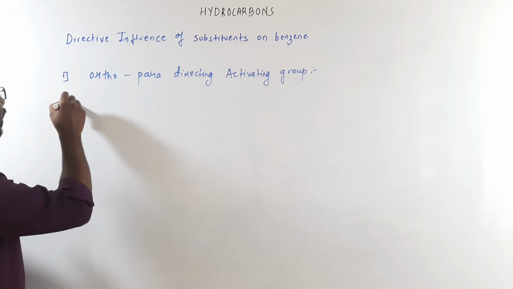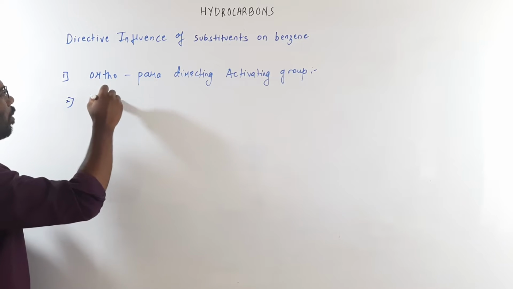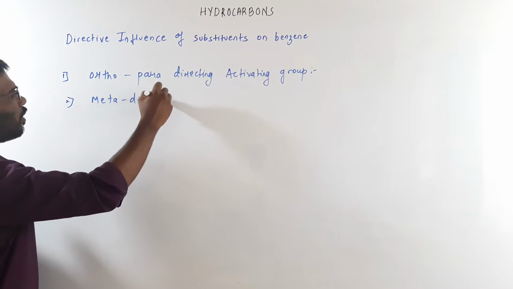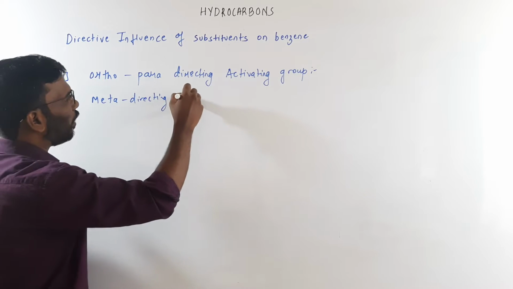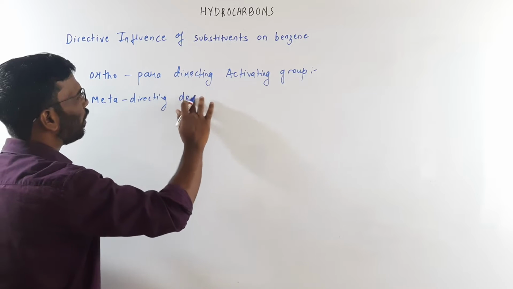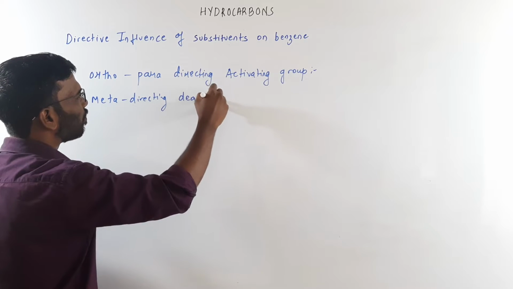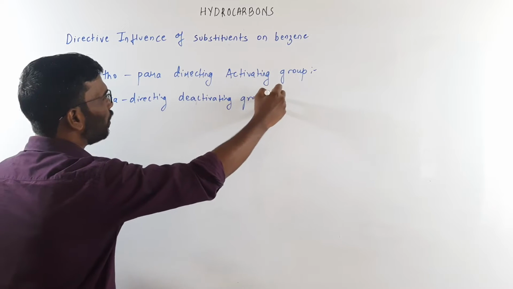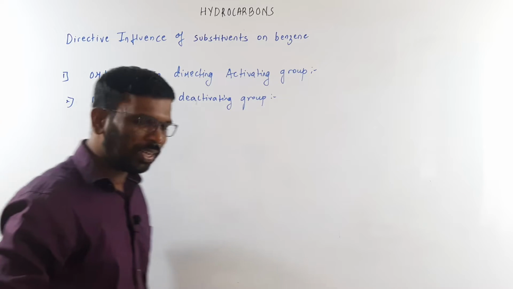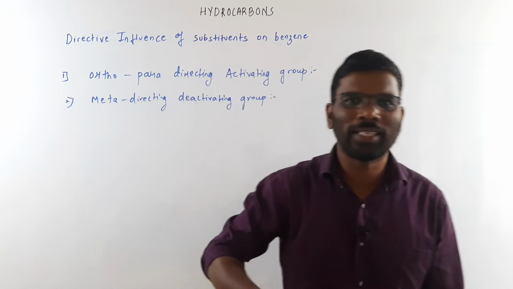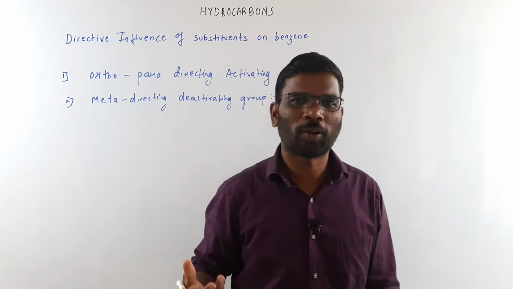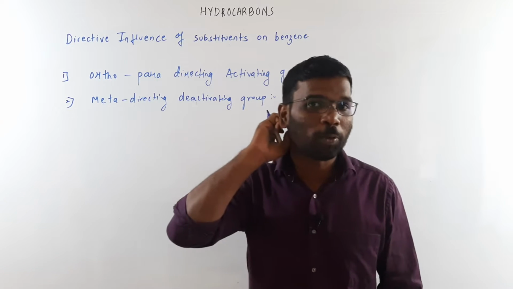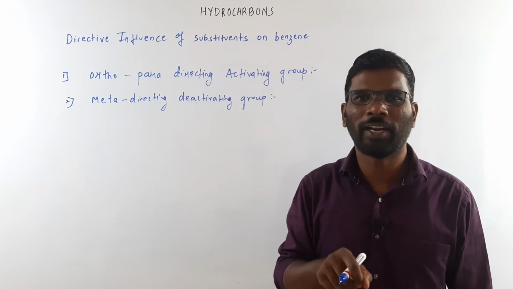There is another category, that is meta directing, deactivating groups. Deactivating groups means these are the groups which will reduce the electron density of the benzene. They will pull out the electron density from the benzene, and the incoming electrophile will go to the meta position with respect to the substituent which is already present.